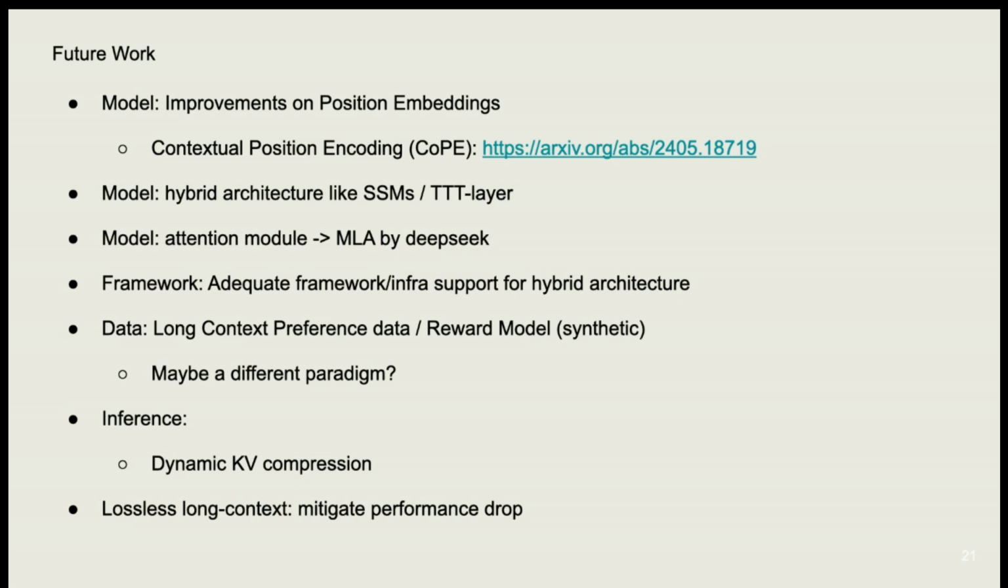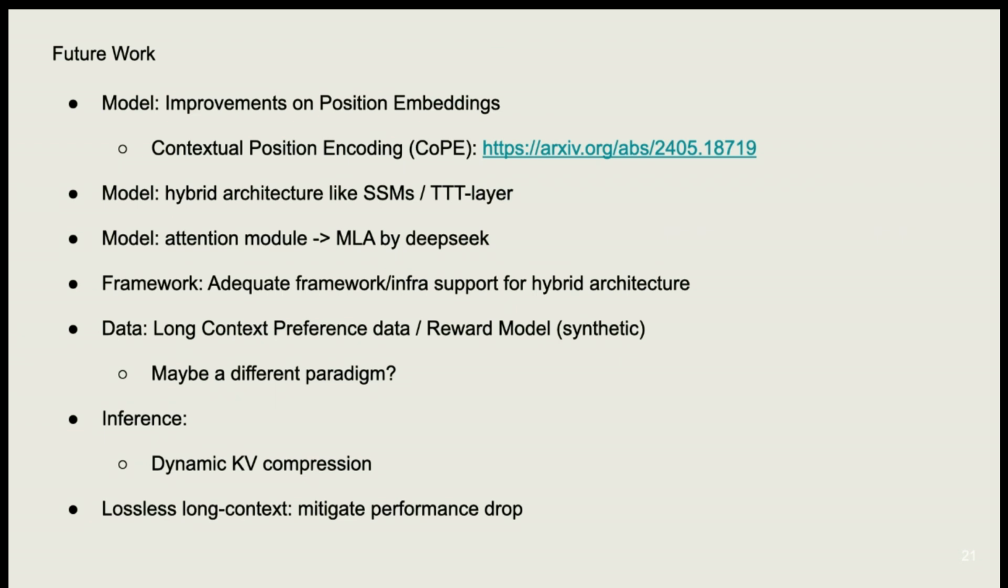On the data part, like I said, the long context preference domain and also reward model training is very hard. It's a very difficult task right now. We haven't been able to solve it with synthetic data. We have some explorations internally, but we still need an efficient paradigm like what we have for the instruction tuning domain. Maybe we need a different paradigm for long context models. Maybe preference training is not the best way to scale transformer models to longer context. That's something we need to think about for future work.